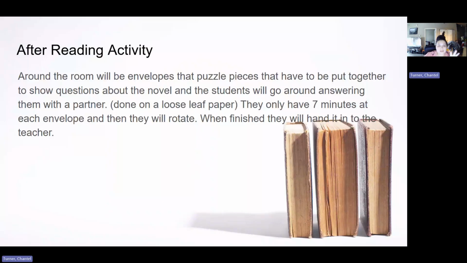So the whole idea is they have their own mystery. At each one, they put the puzzle pieces together that will spell out or show the question that they need to answer.